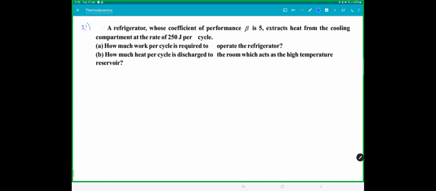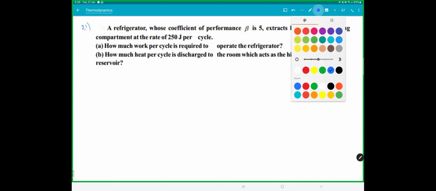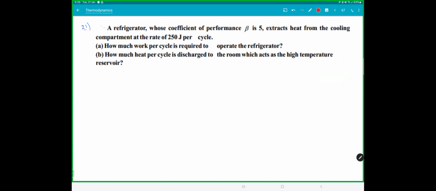First was easy. If you look at this thing here, beta is given 5. He's saying it extracts heat from the cooling compartment. So he's talking about this is Q2. So beta is Q2 by W. This is 5. This is 250 by W is equal to 5. And W is 50 joules. So beta 5 means for every 1 joule of electricity, you can remove 5 joules of heat.